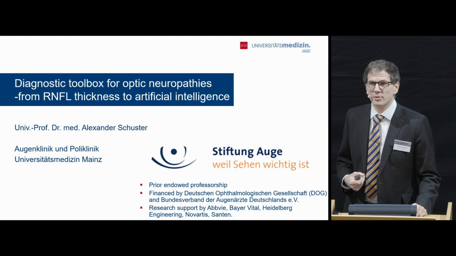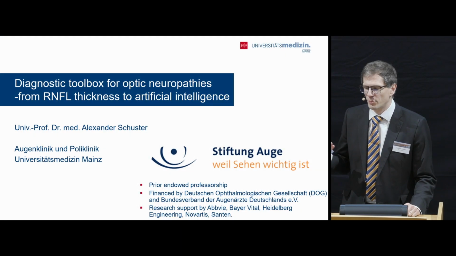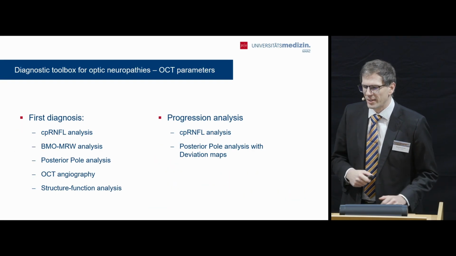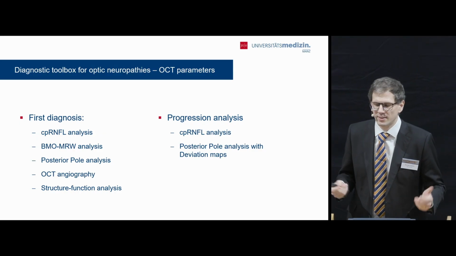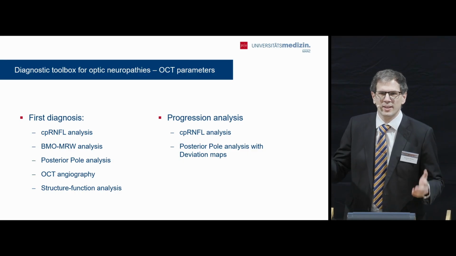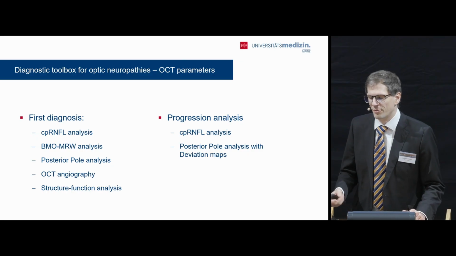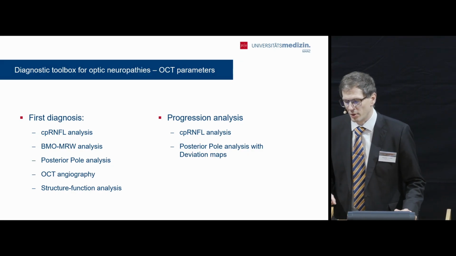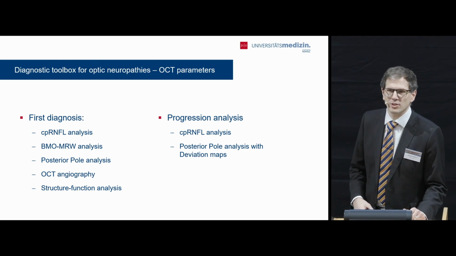I have the opportunity to explain, as an appetizer for the upcoming talks, what we have in the diagnostic toolbox for optic neuropathies. When you think about that, looking at the OCT parameters, we can distinguish between first diagnosis and progression analysis, and there we can again differentiate between the different parameters like RNFL thickness, BMO-MRW, posterior pole, also some kind of OCT angiography and structure-function analysis.